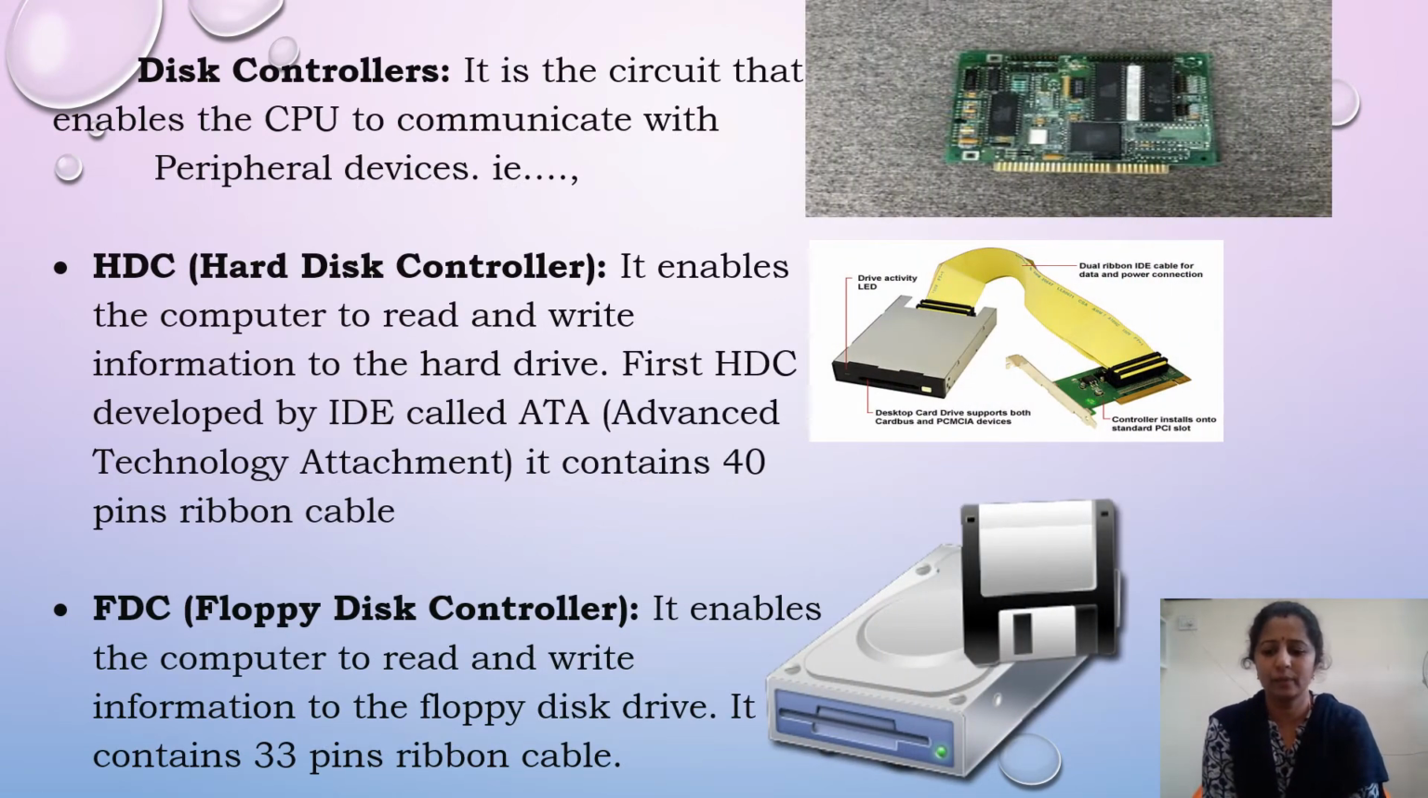Then your disk controllers, see here. Disk controllers are important because your primary memory has only a small data capacity. If you want to store more data, we need to store it in external devices, that is your secondary or peripheral devices. If you want to transfer data from a secondary device to the primary device, we need a disk controller. A disk controller is a circuit that enables communication between the CPU, that is your processor, and the peripheral device. The peripheral devices we are using here are the hard disk controller and the floppy disk controller.